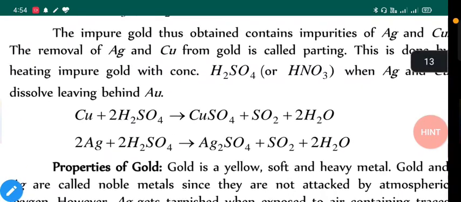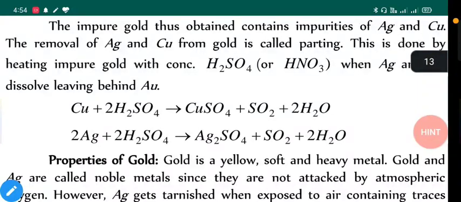The impure gold thus obtained contains impurities of silver and copper. The removal of silver and copper from gold is called parting. This is done by heating impure gold with concentrated H2SO4 or HNO3, when Ag and Cu dissolve, leaving behind the gold. So copper with H2SO4 gives CuSO4, SO2 and H2O. This is the reaction mentioned in the section on copper. Similarly, silver with H2SO4 gives Ag2SO4, SO2 and H2O. So the same type of reactions are obtained for silver and copper.